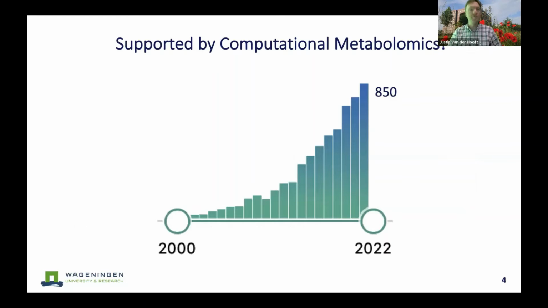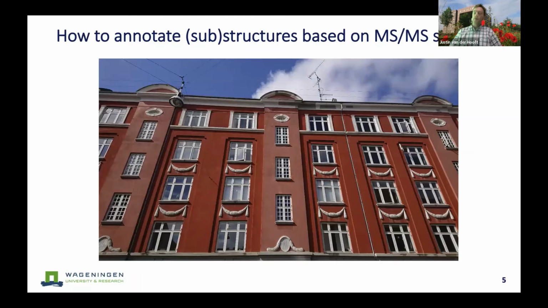However, I also strongly believe that it's supported by computational metabolomics, because as you will have seen, you can now generate a lot of MS data, but how to analyze it? There, all the computational tools that came out over the last years, including MZmine, molecular networking, and others, have played a pivotal role to drive untargeted metabolomics. But now the question is how to annotate substructures or structures based on MS spectra.